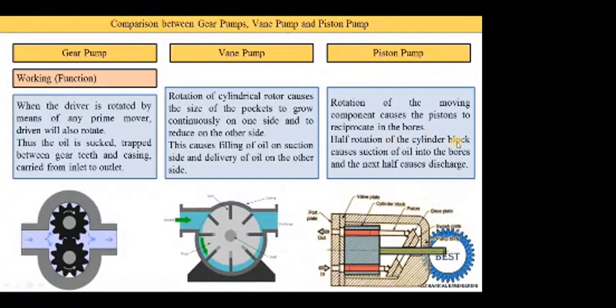Half rotation of the cylinder block causes suction of oil into the bores, and the next half causes the discharge, means 180-degree rotation of the shaft. The suction takes place from this side and the discharge takes place from this side.